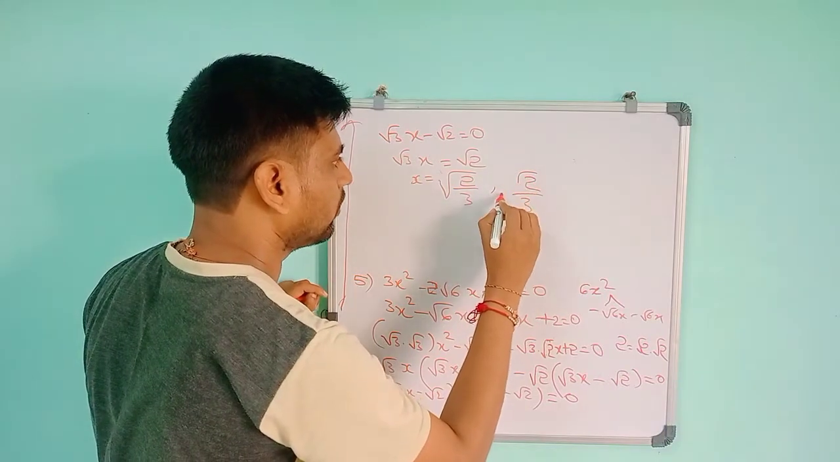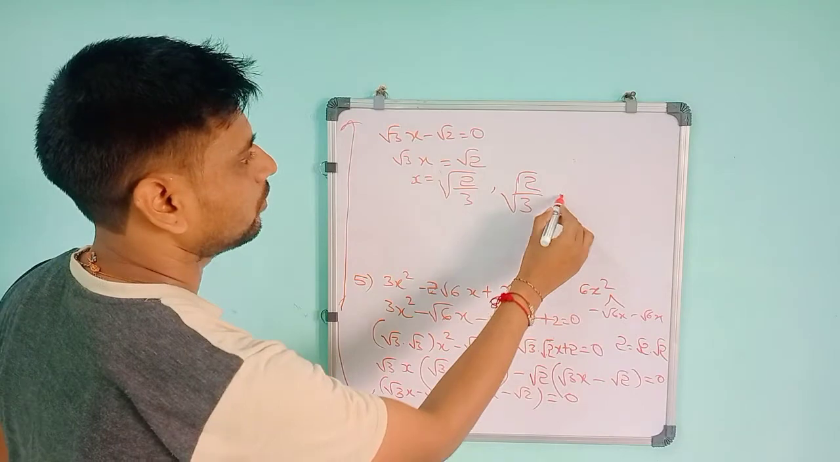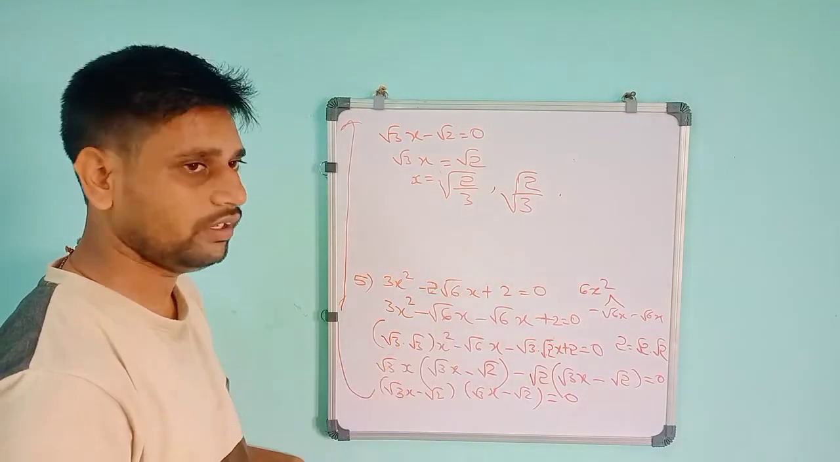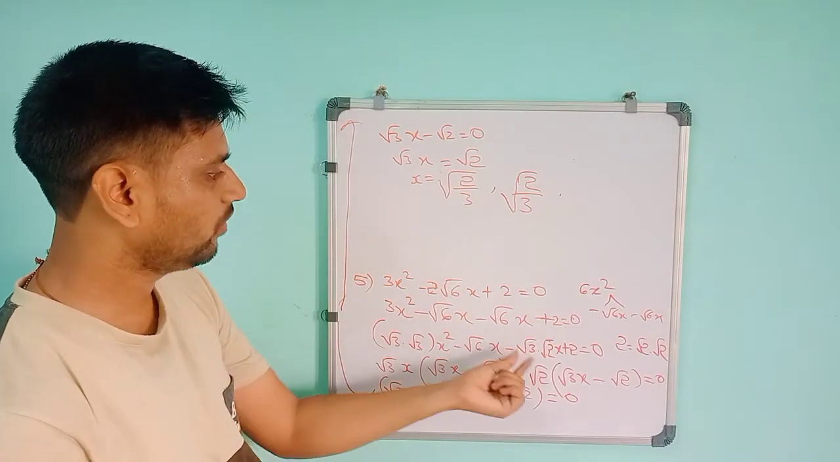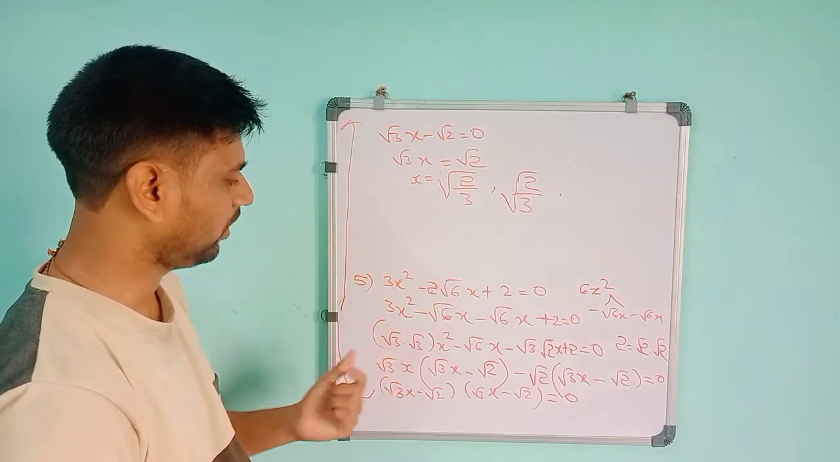Root 2 by 3, giving the root to the whole form, the 2 and 3 also. So this is a different form. It is based on root only. So you can split root 6 as root 3 into root 2, and if you take 3 as common, it means root 3 into root 3, it will become 3.